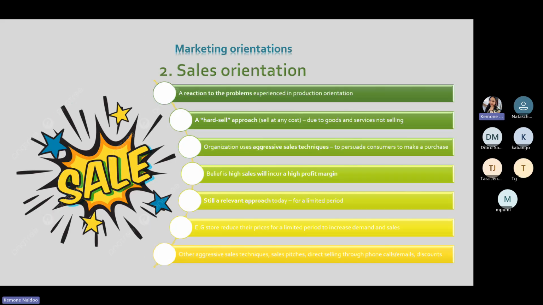When it comes to sales orientation, this is where you have more of your aggressive sales techniques that's used. So just like production orientation, where no market research is done, sales orientation does the same thing. So they will manufacture products and they will aggressively market those products. They will do direct marketing, if you think about Avon, if you think about some businesses that come to your door and they want to sell you a product, or they will call you or email you. Those types of techniques is what sales orientation is centered around.